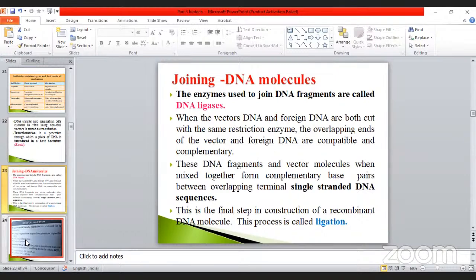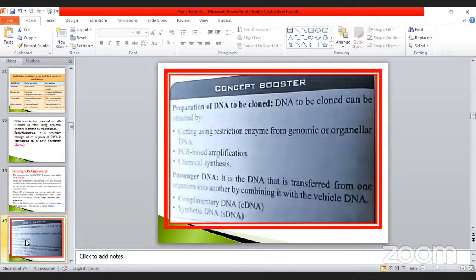Joining DNA molecules: already you know, any two DNA fragments are united together with the help of the enzyme called DNA ligase. It is very, very important. The process is called ligation, DNA ligation, linking, or DNA union, which is done by the DNA ligase enzyme. That is very, very important, my dears. Don't forget, this is also an important thing.